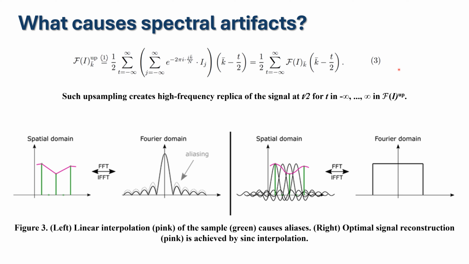Such upsampling creates high frequency replicas of the signal at t by 2 for t in minus infinity to infinity in F of I up, and the spatial frequencies apparent beyond array position N by 2 will be impacted by spectral artifacts if no appropriate countermeasures are taken. Below, we attempt to show this visually. On the left, we see the pink line showing linear interpolation of the samples shown in green, which in the Fourier domain causes aliasing, whereas on the right, we see that the optimal signal reconstruction is achieved by sinc interpolation.